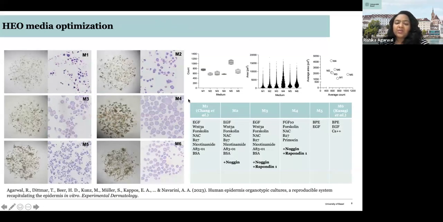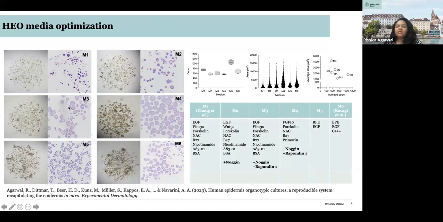So part of my PhD project was actually testing a lot of different media conditions that would allow the growth of these organoids. So already in the literature, this M1 existed. However, when I tested it, it actually did not give me good organoids. So you can see here that they are very sparse and very small.